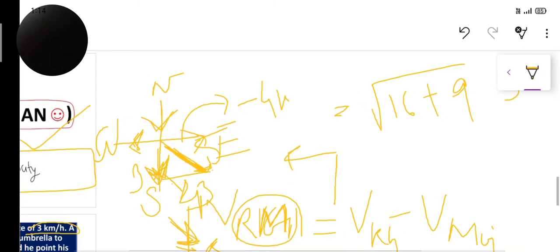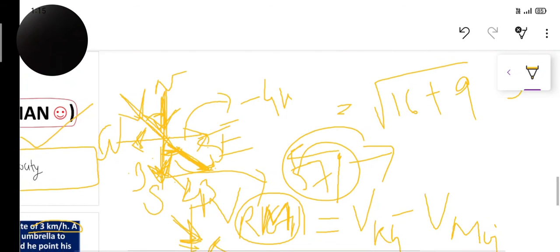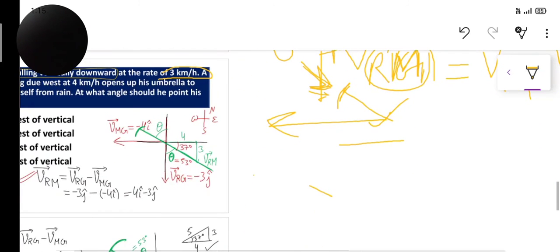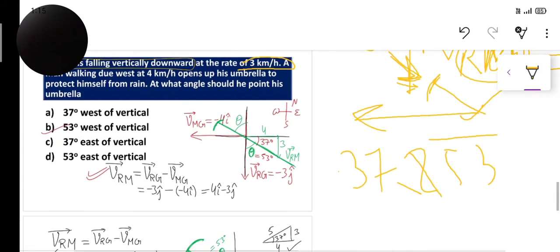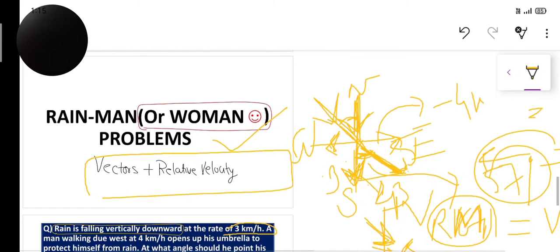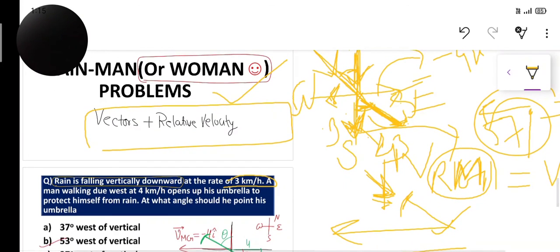What is the angle with respect to rain? This is the angle with respect to the rain, and this is also an angle, but both are equal. Now this is a 3, 4, 5 triangle. So it will be 57 degrees, maybe. Oh sorry, 53. You should remember 37 and 53. So it is 53.